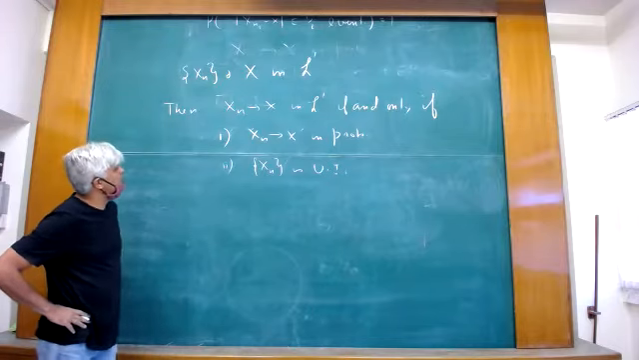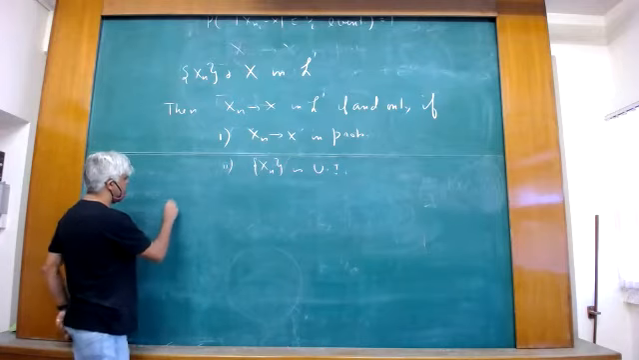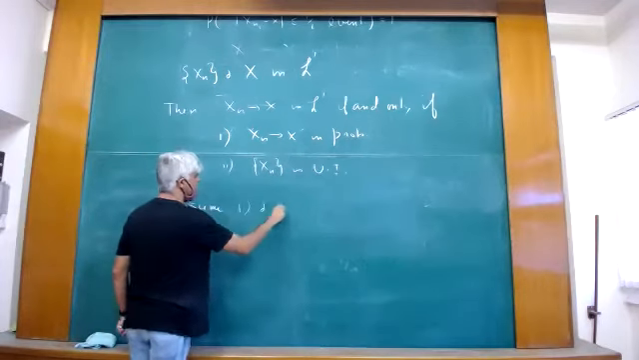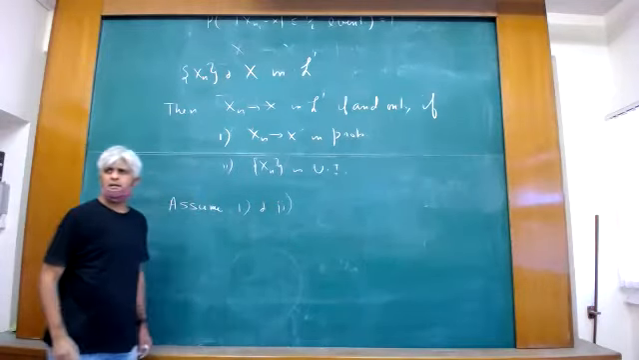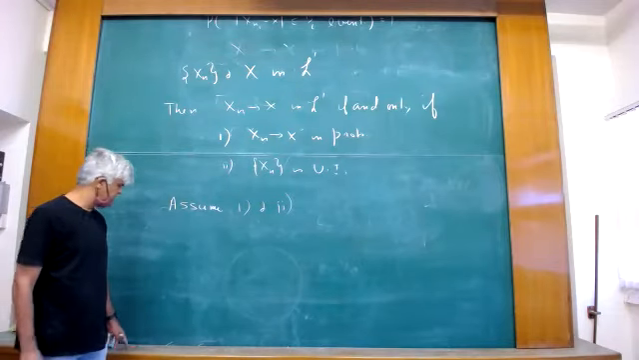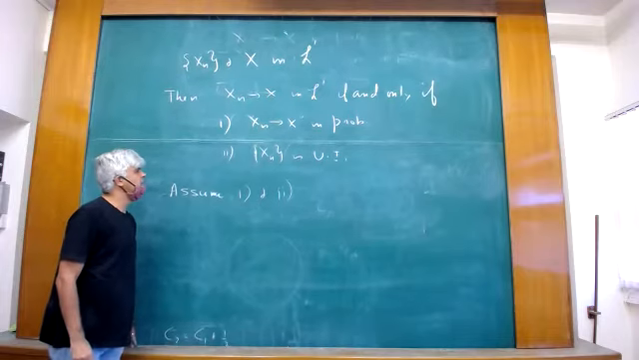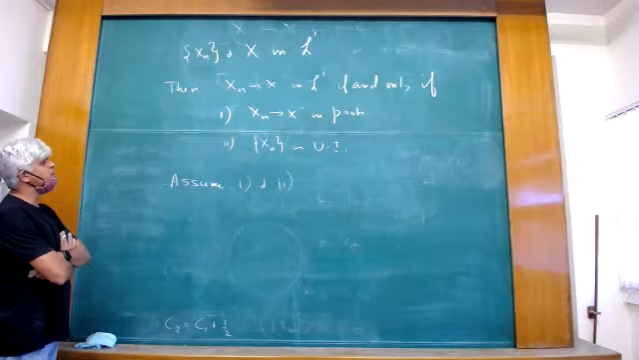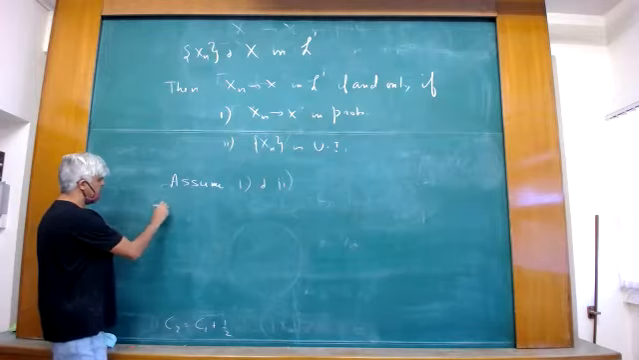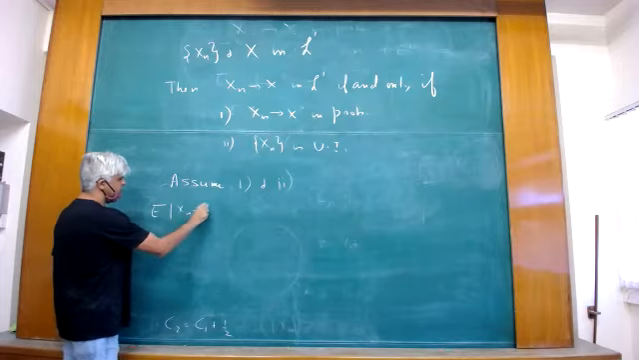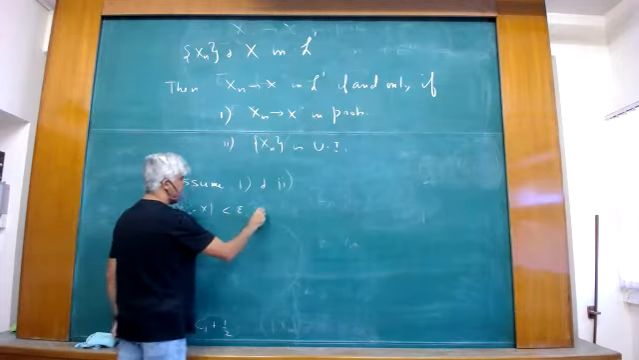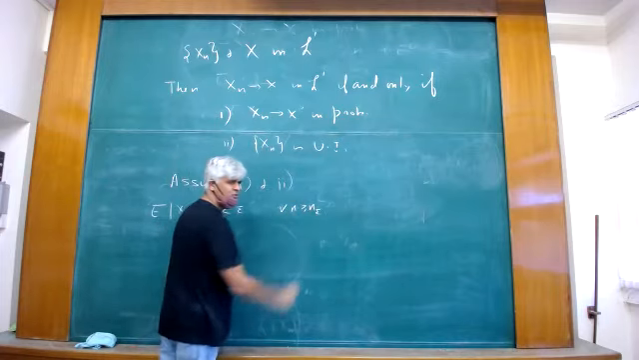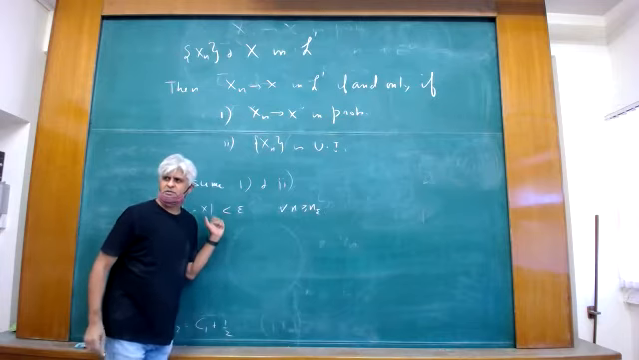Okay, so let's go in the if direction. We assume one and two, and we show that this implies L1 convergence. So we basically need to show that E of |x_n minus x| is less than epsilon. For all epsilon, there exists an n_epsilon, so you give me an epsilon, I can give you an n_epsilon. That's what I need to show.